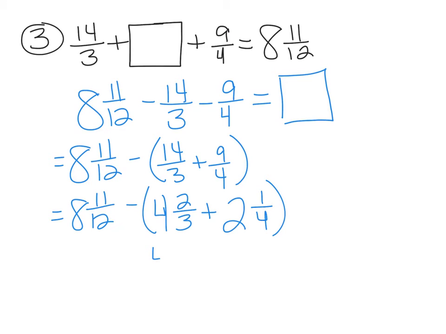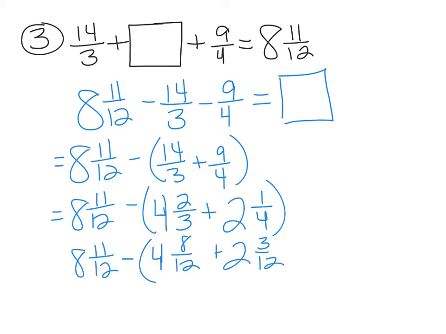So I have 4 plus 2, and I know I'm going to have 12ths. 3 times 4 equals 12, so 2 times 4 is 8. 4 times 3 is 12, so 3 times 1 is 3. So, yes, I can't forget my other piece. So let's add these. 8 plus 3 is 11 twelfths. 4 plus 2 is 6.